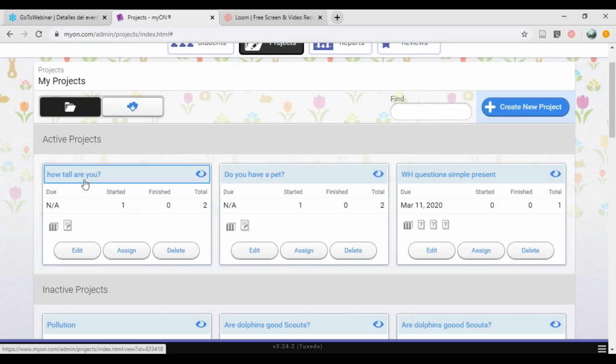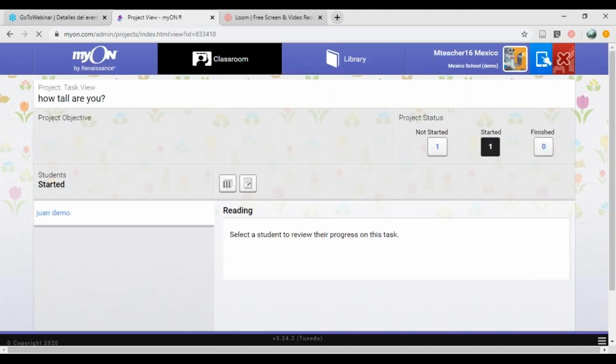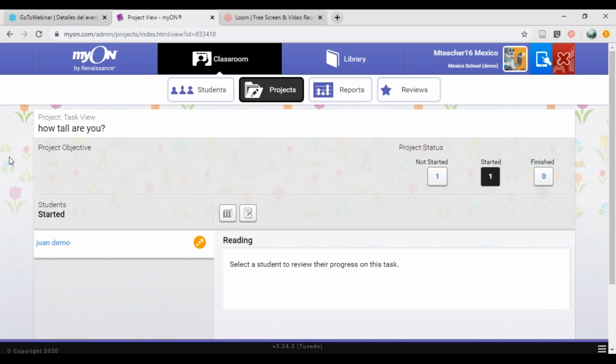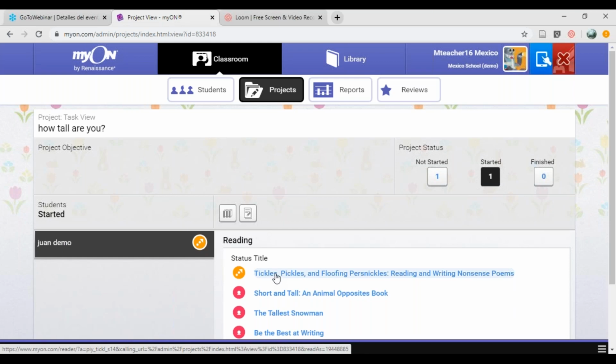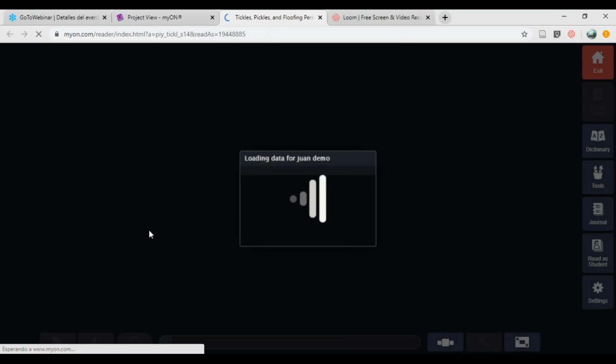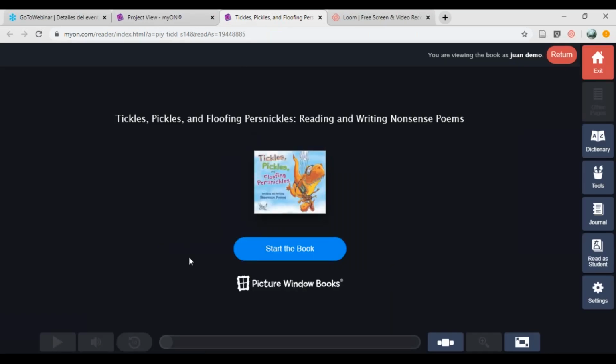Now, if I want to see if my students worked with the book as I asked them to, what I have to do is go to my project. I will see here my student's name. This student's name is Juan Demo, for example, and I click on the name, I click on the book. If it's in yellow, it means that they're still working on the book. If it's in green, it means that they completed it. And just like that, I can see what my student is doing.